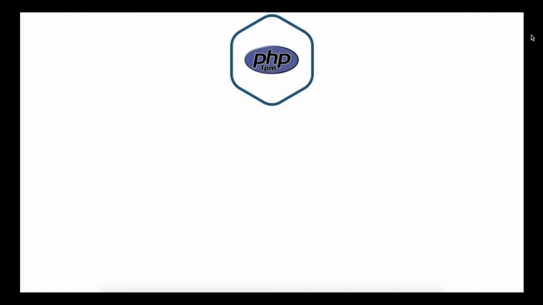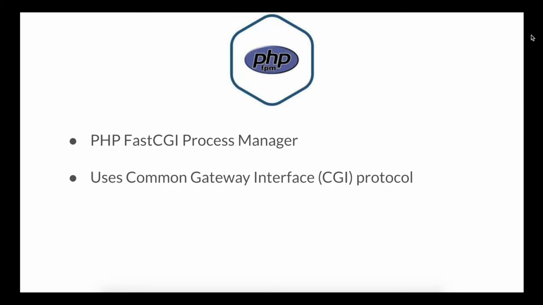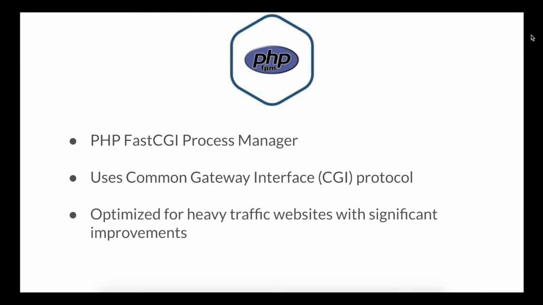Let's take a look at what PHP FPM is. It is an acronym for PHP FastCGI Process Manager. It is the latest version of a process manager that allows execution of PHP scripts. It uses Common Gateway Interface Protocol, also known as CGI, which is an internet specification that enables web servers to execute an external program, typically to process user requests. It is optimized for web applications serving heavy traffic, featuring significant improvements over its predecessors such as FastCGI or HHVM. This module comes bundled with the official PHP distribution since version 5.3.3.